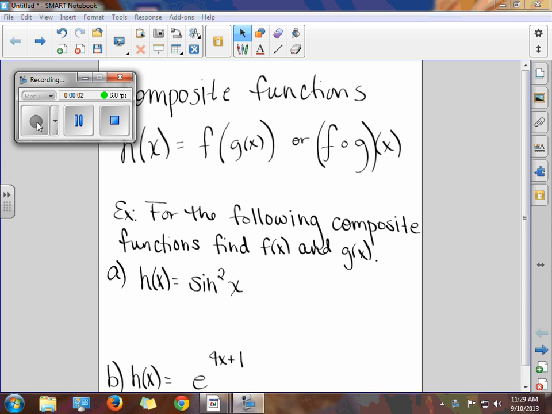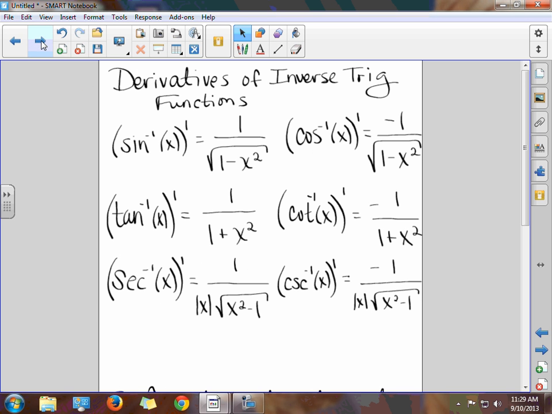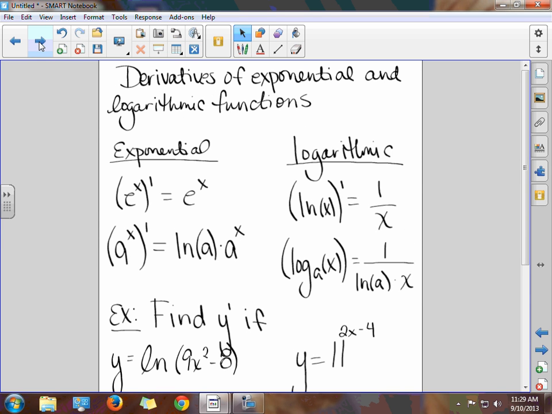Hey guys, more talk about derivatives today. So we have three things we're going to talk about. The first thing we're going to talk about is the chain rule, which gives you a way to differentiate composite functions. The next thing we're going to talk about is derivatives of inverse trig functions, which are some pretty neat derivatives. And then we're going to talk about derivatives of exponential and logarithmic functions.